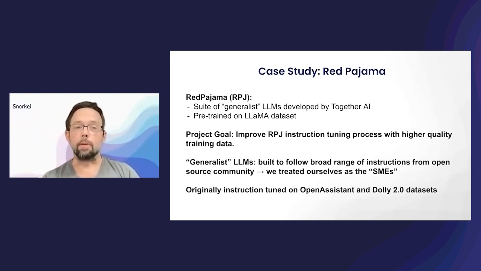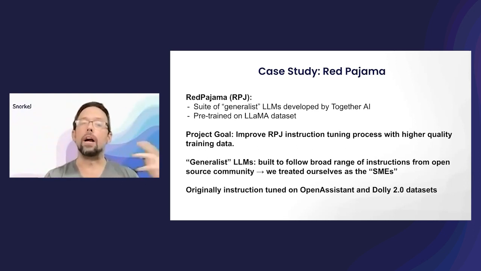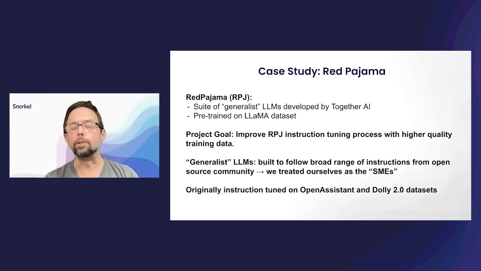I'm going to talk about the RedPajama suite of large language models. This is a suite of, quote, generalist models that are trained on a wide variety of everyday tasks, developed by a sister startup, Together.ai. It was pre-trained on the same data set used for the Llama model developed by Meta.